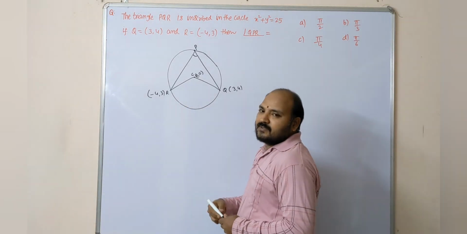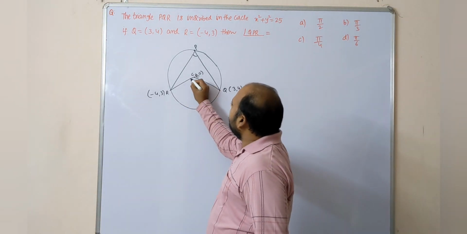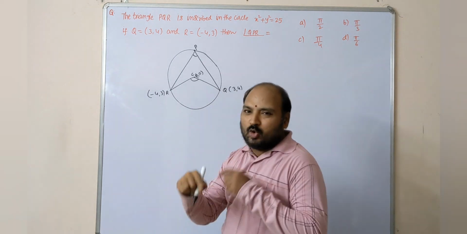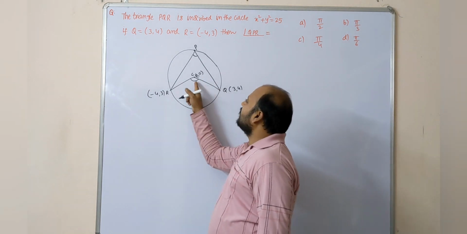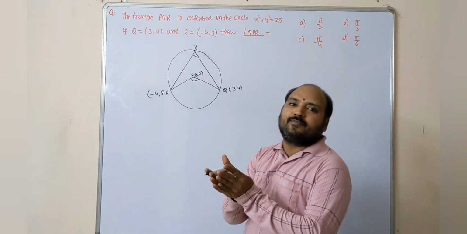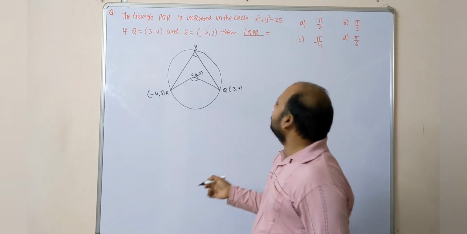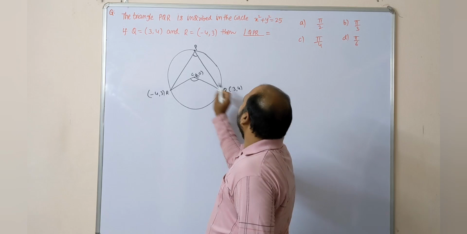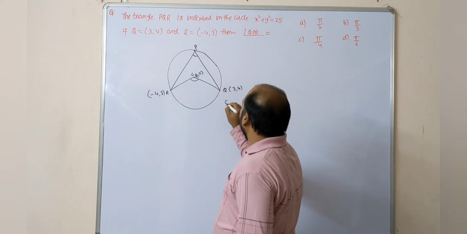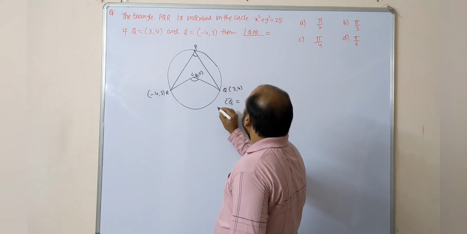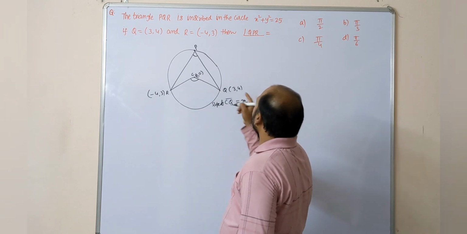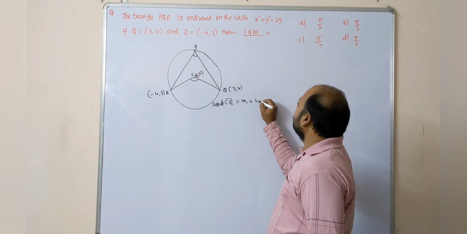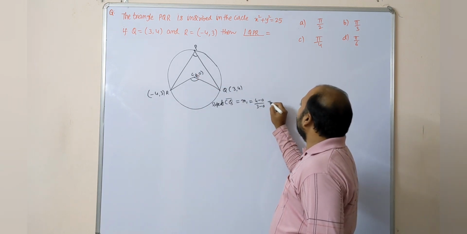Join like this. First find out the angle between these two. How to calculate? (0, 0) is there. Find out the slope of this one and the slope of this one. If you apply tan theta, you will get the answer. So y2 minus y1, slope of CQ, M1 equal to 4 minus 0 by 3 minus 0, that is 4 by 3.